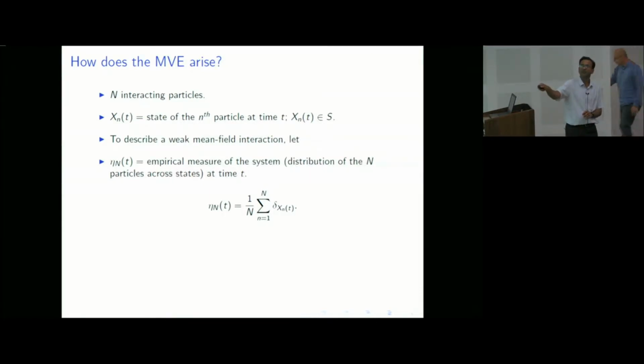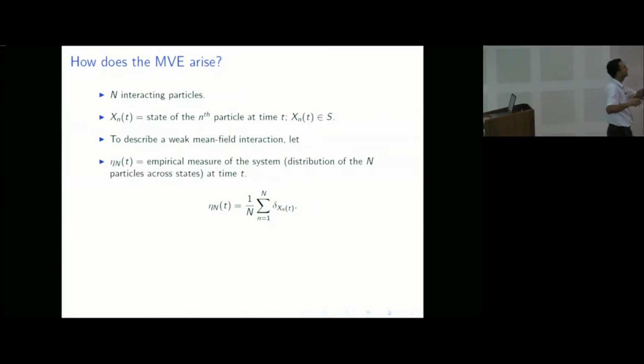Let eta n of t be the empirical measure of the system, which is the distribution of the n particles across states at time t. So eta n of t is this empirical measure, 1 over n times the sum over particles of delta, the Dirac point mass at x n of t.